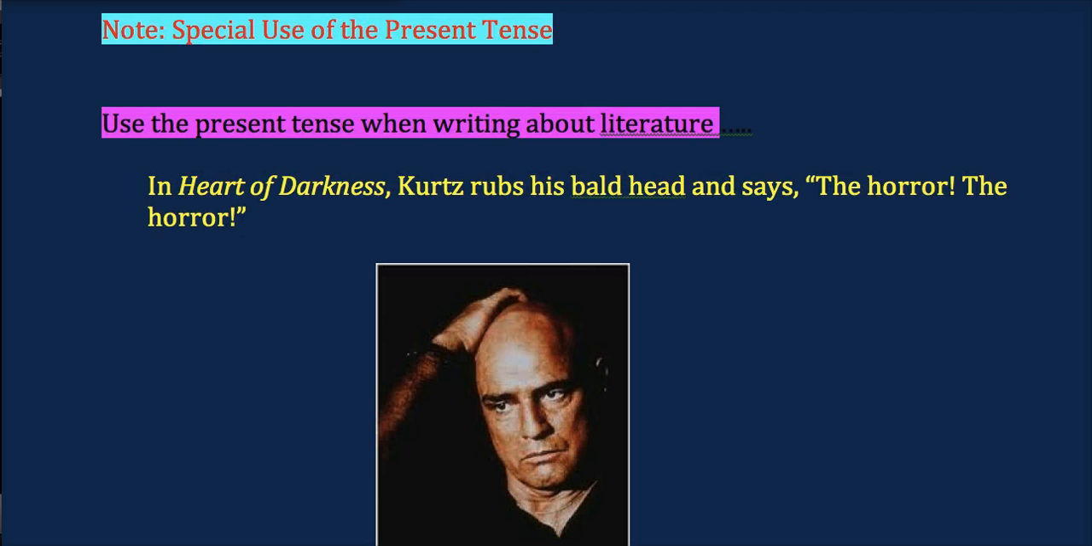Now, of course, because this is English, there are some exceptions. This one: use the present tense when writing about literature. Even though it was written 100 years ago, it is alive today. For example, in Heart of Darkness, Kurtz rubs his bald head and says, "The horror, the horror."